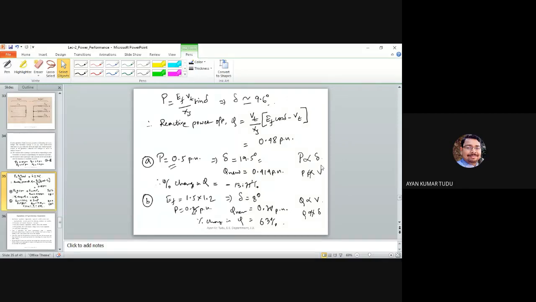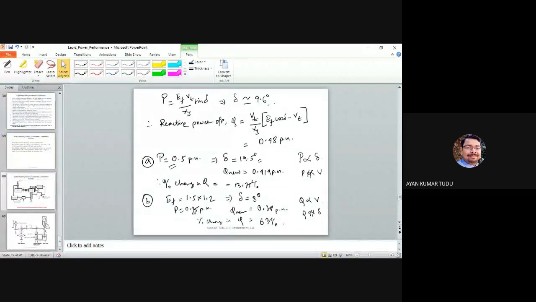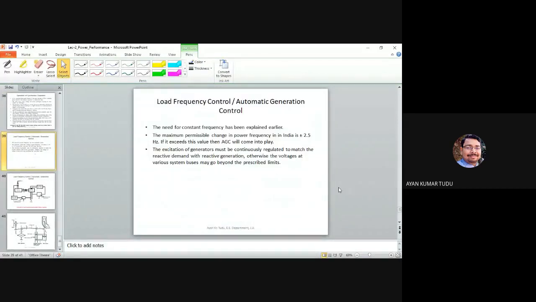Okay. So now we'll be jumping into another very important part, which is our load frequency and automatic generation control. Okay. So till now, what we have understood is that the active power demand and the reactive power demand are never steady.